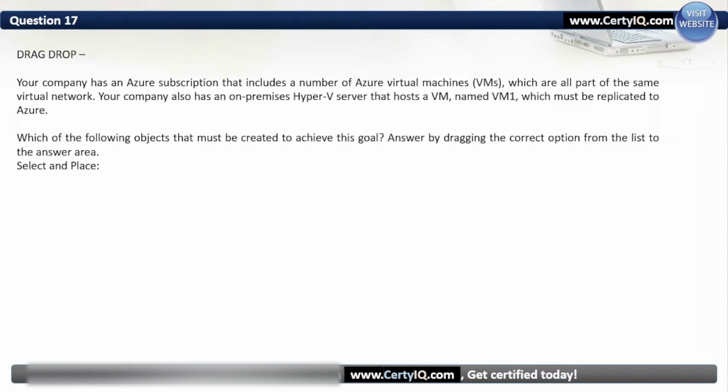Question 17. Drag and drop. Your company has an Azure subscription that includes a number of Azure virtual machines, which are all part of the same virtual network. Your company also has an on-premises Hyper-V server that hosts a virtual machine named VM1, which must be replicated to Azure. Which of the following objects must be created to achieve this goal? Answer by dragging the correct option from the list to the answer area.